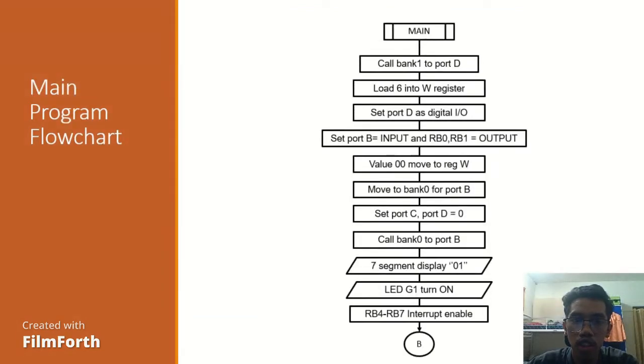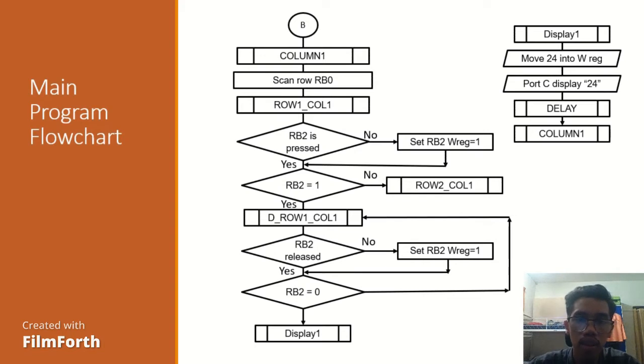So this is the main function of the program flowchart, and this is the process to set the 7-segment display to 01 and turn on LED G1. The program will continue in B, and the column 1 function will scan row RB0, and the row 1 column 1 function will start if RB2 is pressed. If yes, then the RB2 condition, RB2 equal to 1, will start, or if not, RB2 will be set to 1.